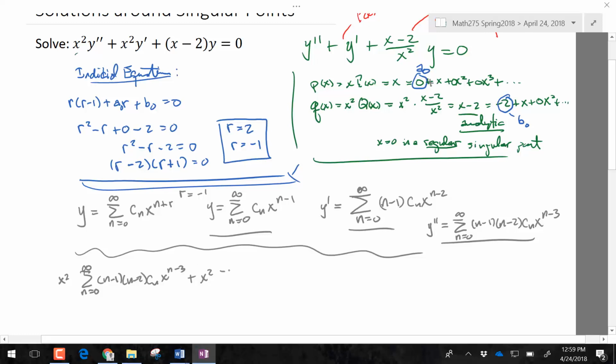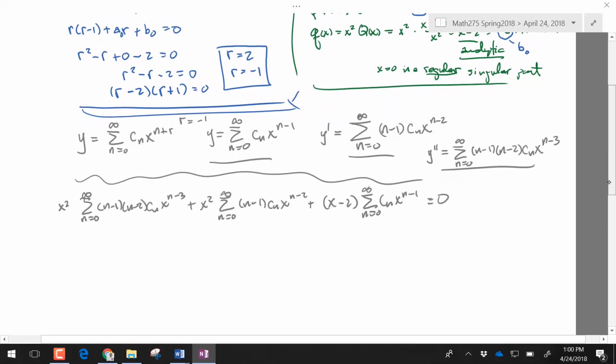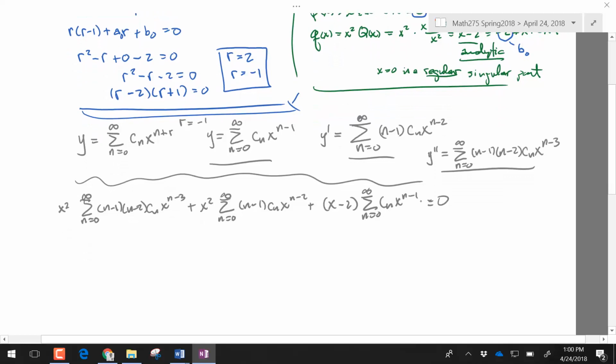And then we have another x squared, and n goes from 0 to infinity of n minus 1, c sub n, x to the n minus 2. And then we have to distribute this x minus 2, and n goes from 0 to infinity, c sub n, x to the n minus 1. Let's distribute everything and see how the powers are going to look.